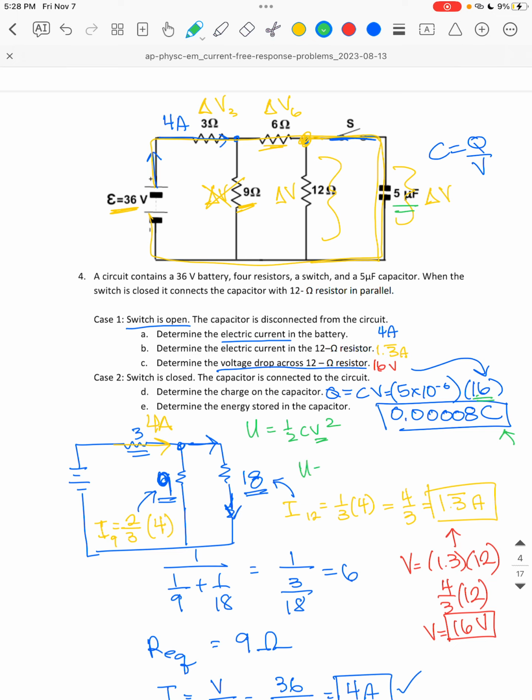So when I plug this in with 5 times 10 to the negative 6 and a voltage of 16 squared, I end up getting 0.00064 joules of energy. So that is for part E. I'm going to squeeze it in here so that it's clear because I know my work is not very neat. And then that's it.